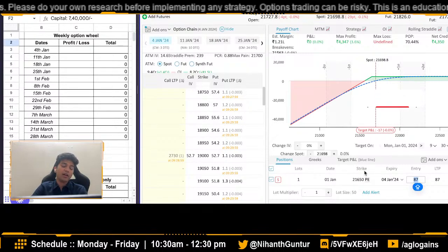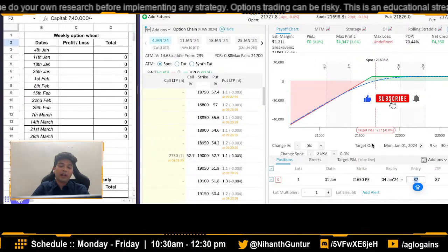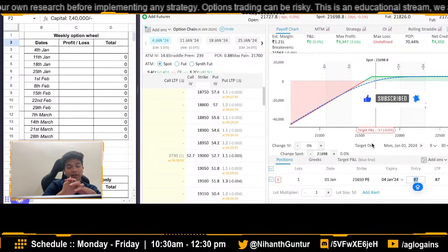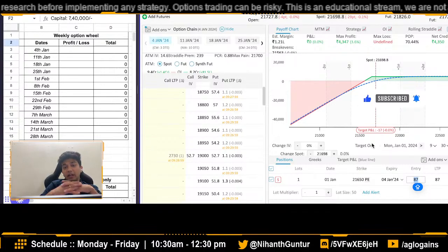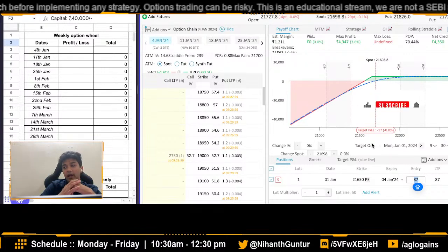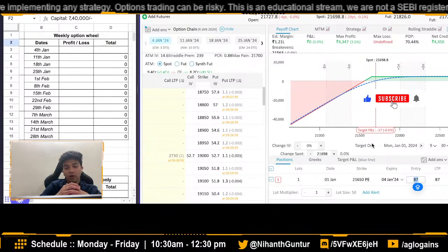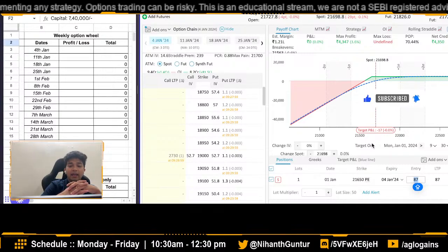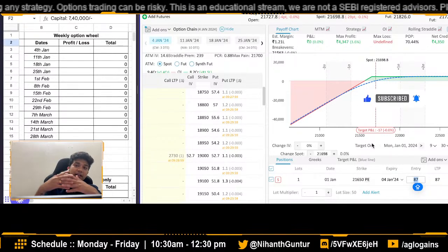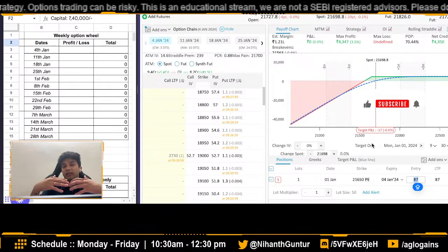So that's our idea. Now, why did I sell a put option? What's the reason? Because if Nifty does fall down, and I have a bullish view on Nifty in the long run, I can actually buy Nifty at a lesser price, right?